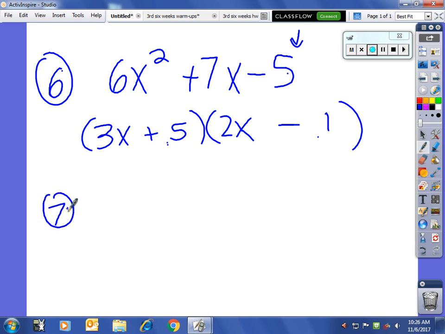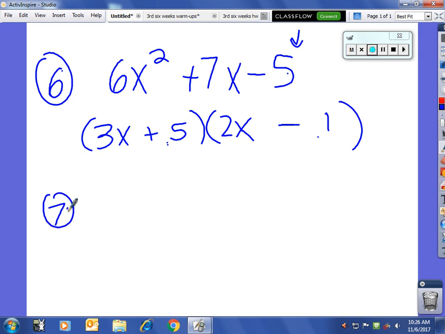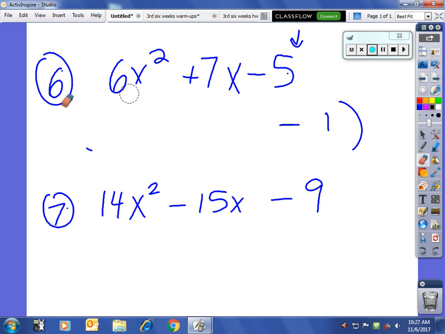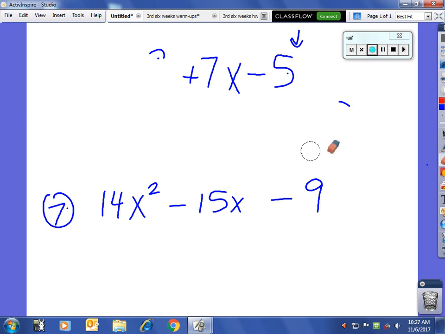All right, try this one. 14x squared minus 15x minus 9. You can do it. Now, 14x squared could either be 14x and 1x or 2x and 7x. You have to make a choice, commit to a guess, and check it. And if it doesn't work, switch the positions. And if it doesn't work, move on.